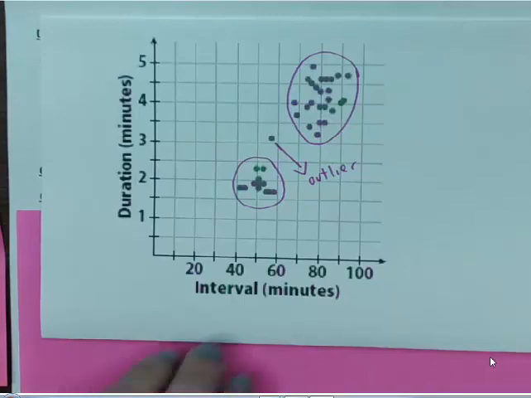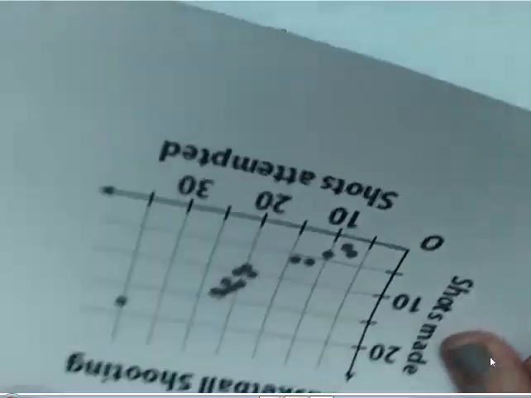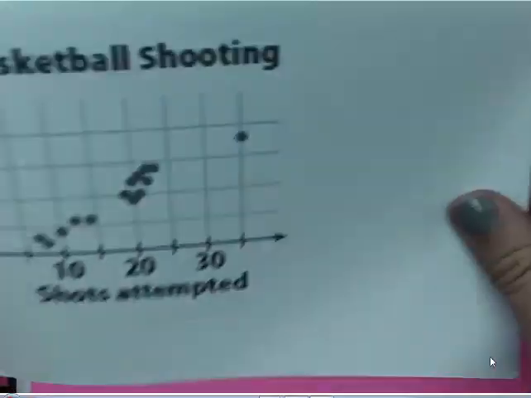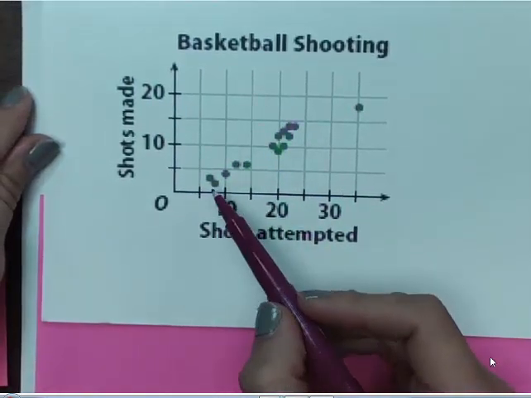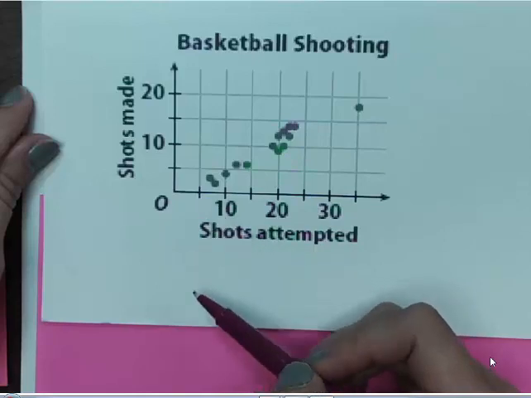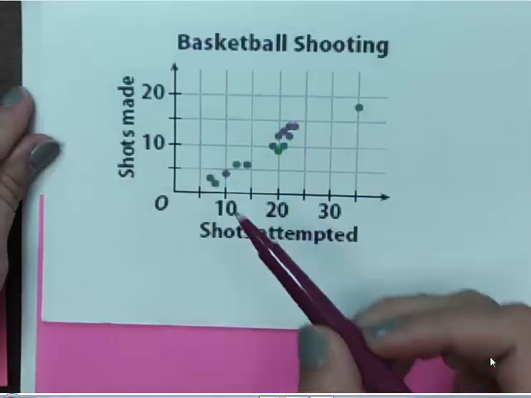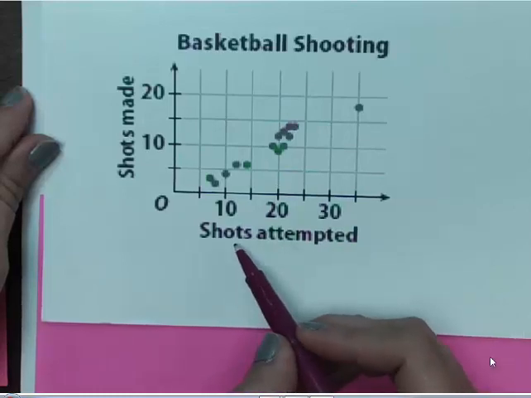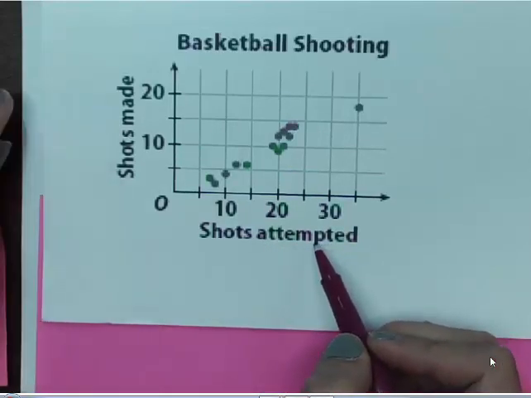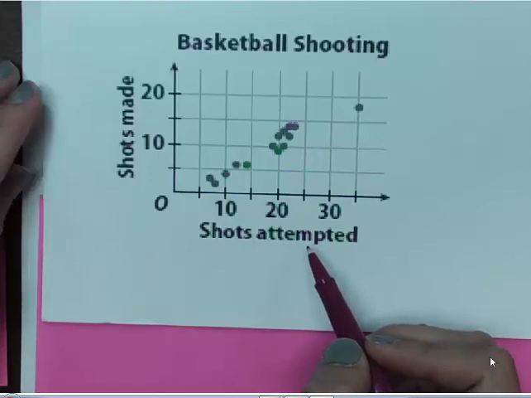Another example is basketball shooting. Okay, what type of scatter plot is this? Positive, negative, or no correlation. We're talking about shots made and shots attempted. Most likely, if the shots attempted increase, the shots made are going to increase. So this is a positive correlation or positive association.